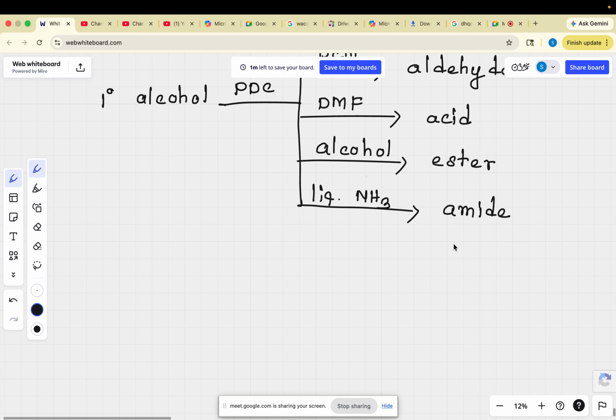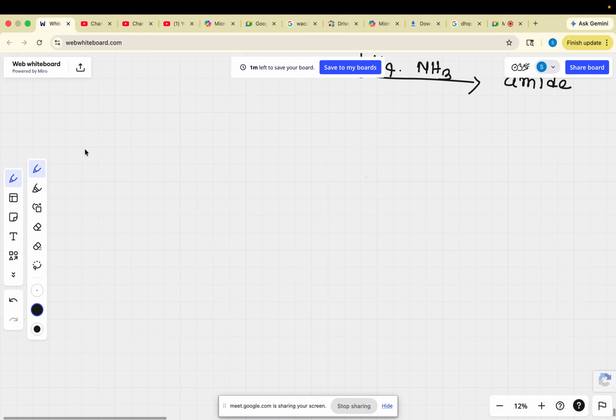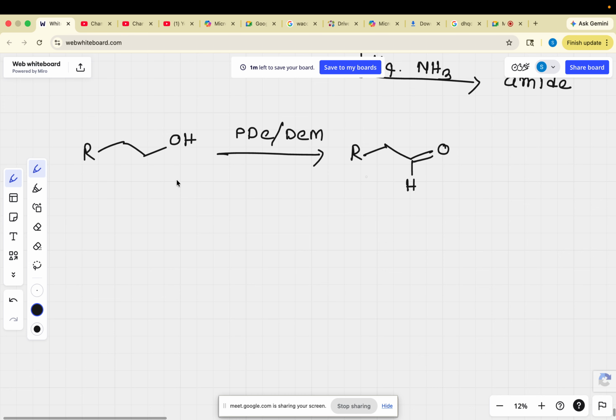But if you have a secondary alcohol, then directly you will get a ketone compound. Suppose I have this primary alcohol. Suppose here I am using PDC in the presence of DCM. What will we get in DCM? Aldehyde. So make it aldehyde, double bond O, hydrogen. Next I am using PDC in the presence of DMF. If you use DMF, the CH2OH will convert to CO2H, so you will get the corresponding carboxylic acid.